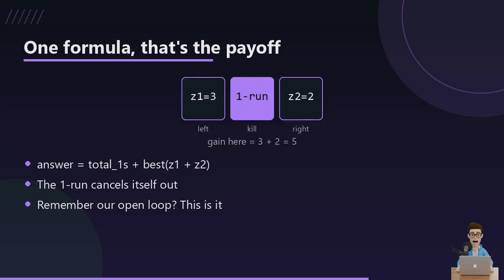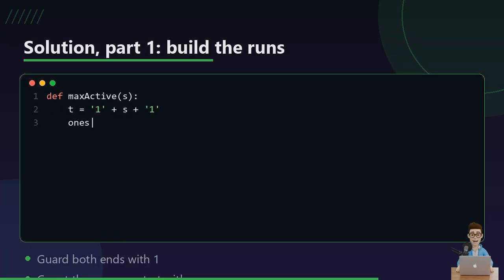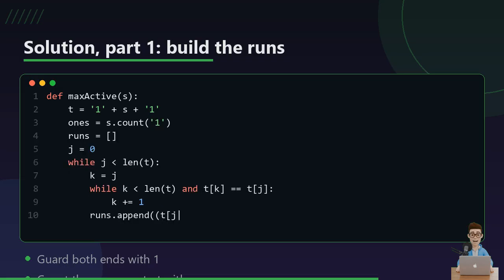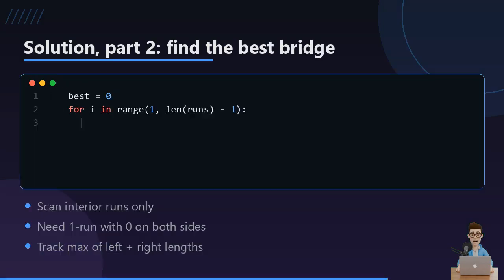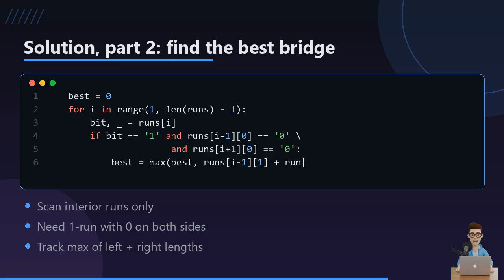One pass suffices. Guards concatenated, base count taken before augmentation so the sentinels don't pollute it. The two-pointer run builder is the standard linear group by. K races ahead while the bit holds. Nothing exotic, but note ones is computed on S, not T. That ordering is load-bearing. If you wanted the O(1) space variant, this is the loop you'd fuse with the scan below. Interior-only scan, range 1 drops the guard runs so the boundary neighbor checks never index out.